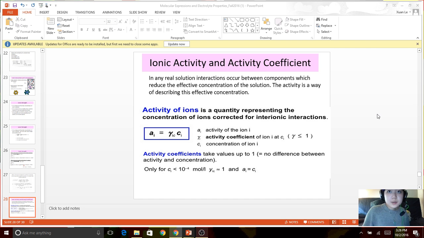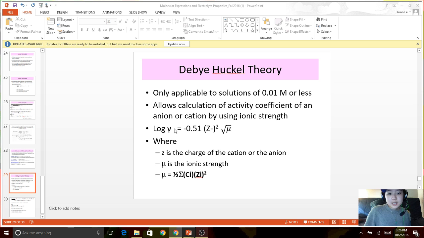Right. So another way to describe the effective concentration is the activity. Ideally, gamma would equal 1, because if gamma equals 1, then the activity is going to equal the concentration. But of course we know that the effective concentration is actually going to be a lot lower. So to calculate gamma, we're going to use the charge and then the mu. And of course we can calculate mu with the other equation that we had right here.